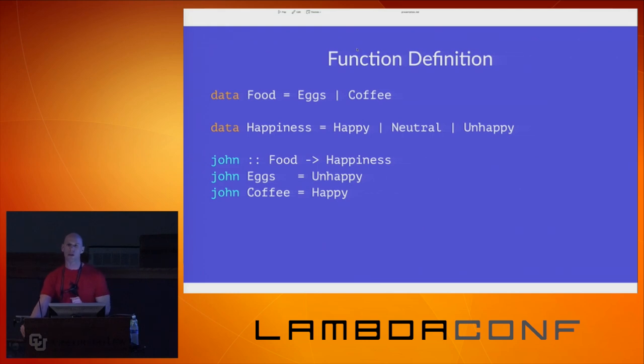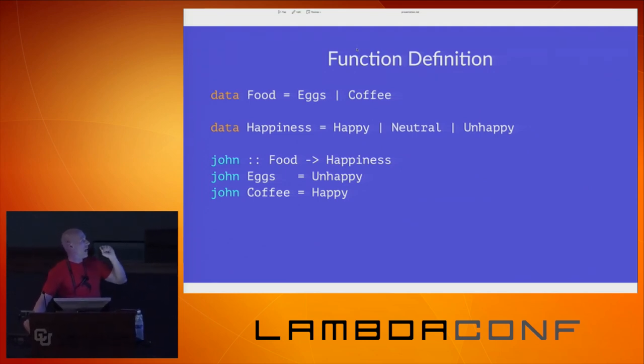And that pipe operator, you can read it one of two ways. You can read it as an operator that forms a set out of a number of individual things. So I'm building up a set of my things. Or you can read it as sort of or, you know, a food is either an egg or a coffee. And happiness is either happy or neutral or unhappy. But either way, they're essentially the same. I'm building sets here. I'm giving them names because this is PureScript and we like to give things names in programming languages. I built a set called food that consists of the elements eggs and coffee, and a set called happiness that consists of the elements happy, neutral, and unhappy.